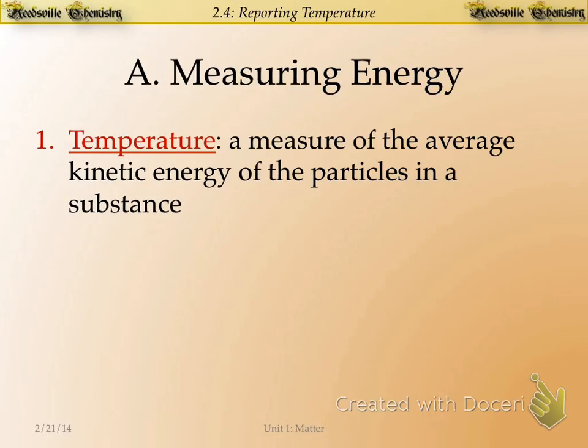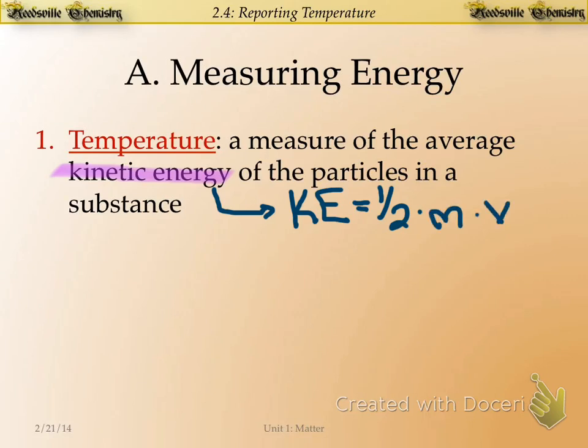We define temperature as just a measure of the average kinetic energy of the particles in the substance. This term right here, kinetic energy, I do teach this to the freshmen. Kinetic energy actually equals 1/2 times the mass of an object times its velocity squared. You're never going to have to work on this equation for me in this class. All I want you to notice is that kinetic energy depends on two things: speed of the molecule, mass of the molecule.